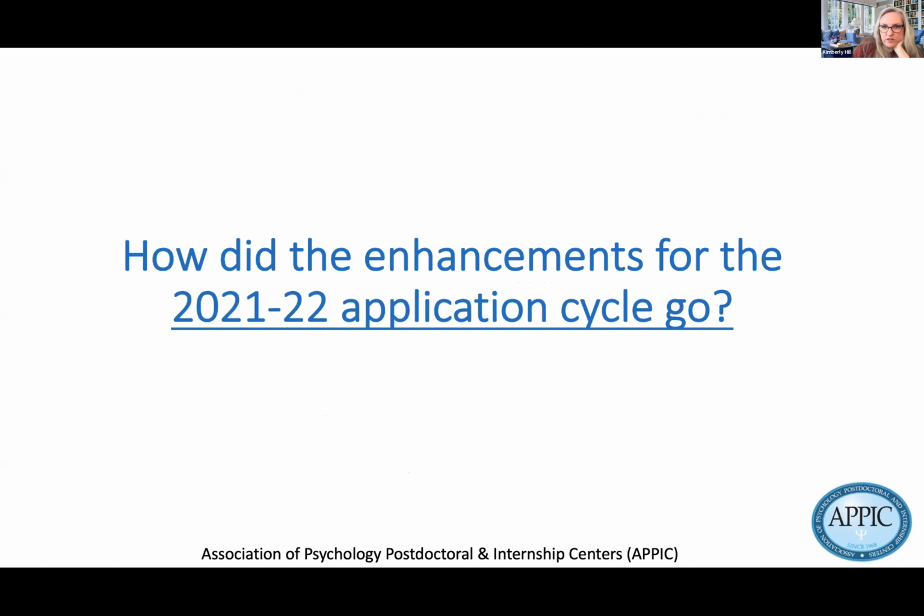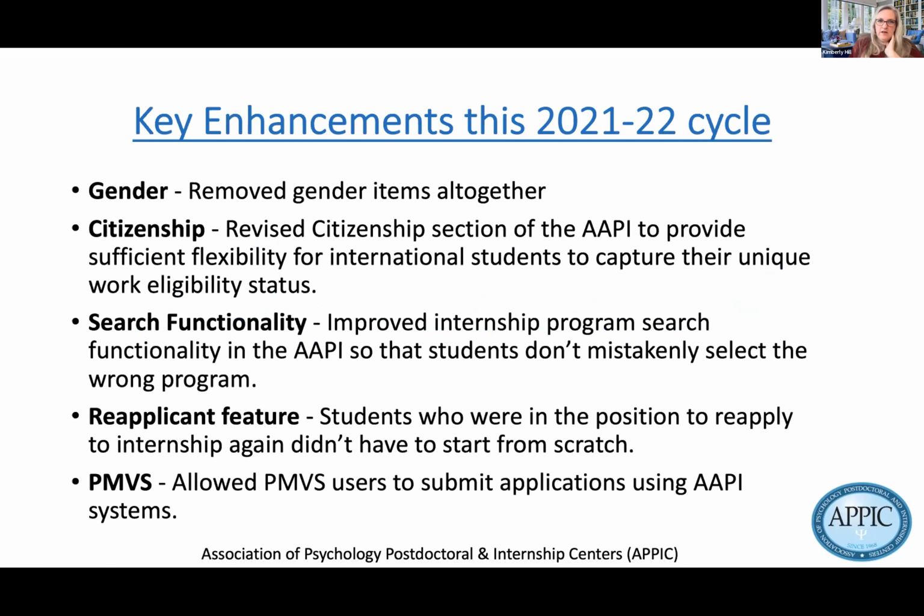So how did our enhancements go for this current cycle? There was a lot more, but just some of the key enhancements this cycle. We removed the gender items altogether, which was very well received. We revised the citizenship section of the APPIC application to provide more flexibility for international students to capture their unique work eligibility status. It was too focused on visa status, which is more of your key to the house rather than your ability to stay in the house and work. It's much more flexible, and I can't think of a single panicked citizenship question, and there's usually a ton. So I think this was quite successful.